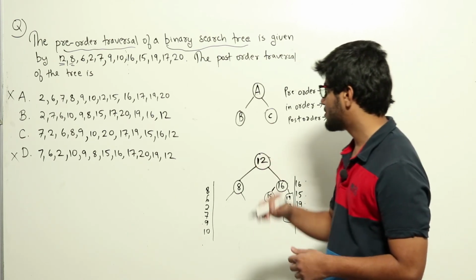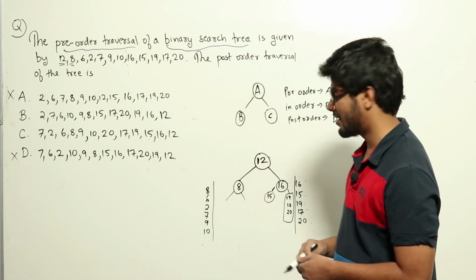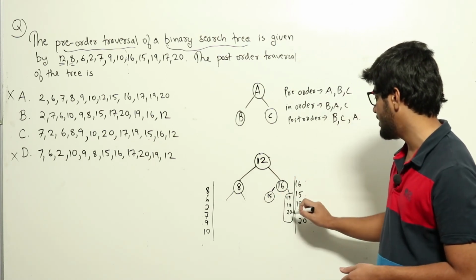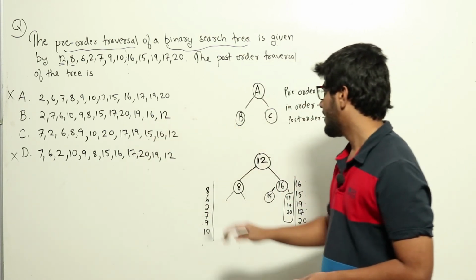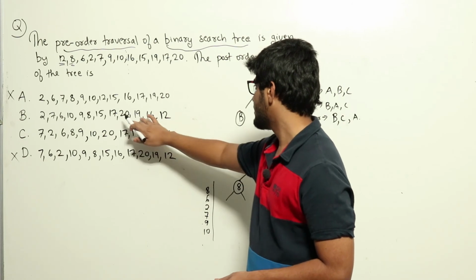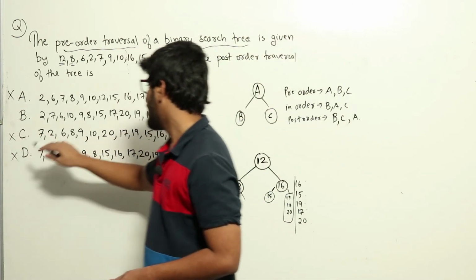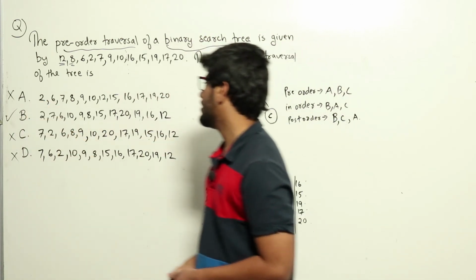Now if you look at the options, option C is saying that 15 is the third last number printed. Now that will never happen. The third last number has to be one of these numbers, 19, 17 or 20. Now from the options only 19 is the correct one, that's given in option B. Option C is saying 15, so option C is wrong. Option B is saying 19, so option B is the right answer here.